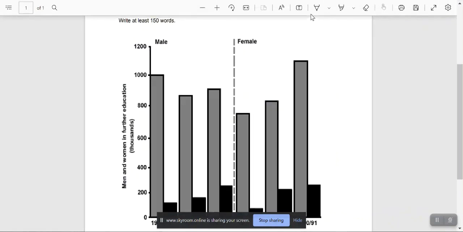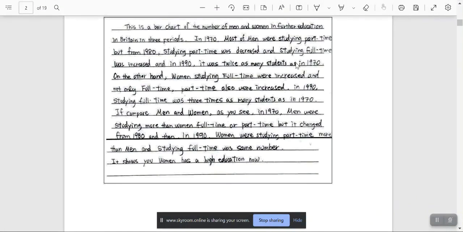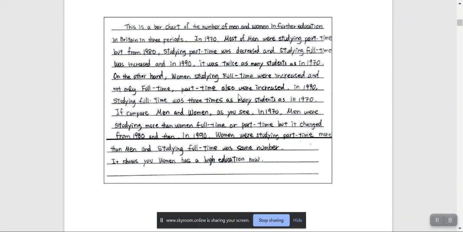Okay, but the point here is the structure of his writing was so basic. If I was an examiner, I would give him 5 from 5. Yes, he used many words like increased, decreased, as many students as, on the other hand, if compare men and women. Yes, they are good, but they are not perfect. So you have to be aware of these types of expressions. These expressions are keywords in your writing, and you have to know them.